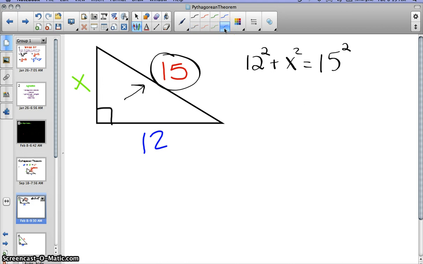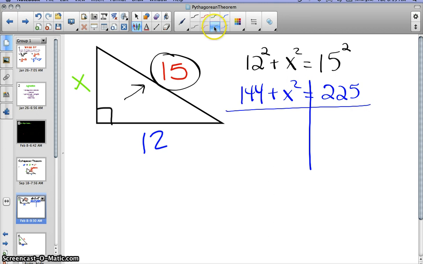Alright, here we go. We need to simplify first. So 12 squared gives us 144, plus x squared equals 15 squared. 15 squared is 225. Now we draw our t-charts. Subtract 144 from both sides. And what are we left with? 81.